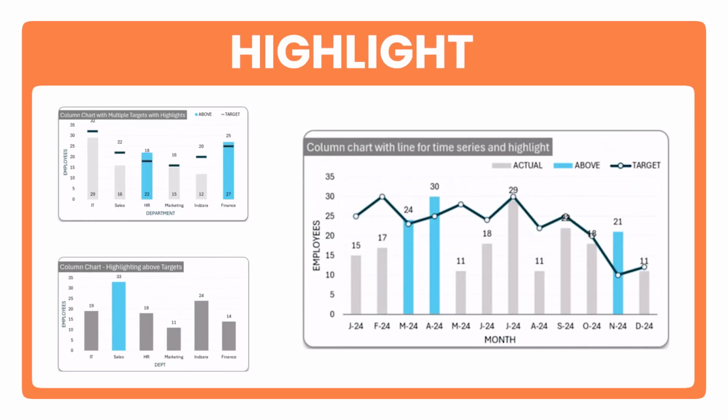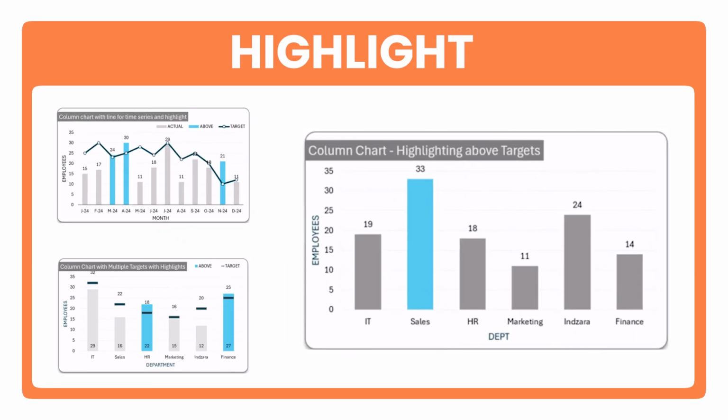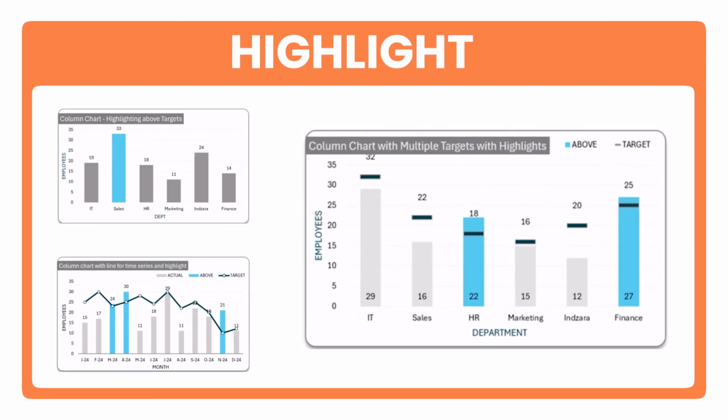As I said at the beginning, the height of the column is one attribute that we are using, but the color of the column can also be used to create a story. So in all these cases, we are coloring the columns in blue where they have met a certain criteria. If the department has achieved its target, we want to color it blue, otherwise leave it gray. So this is how we can tell a story to your audience using colors within the column charts.